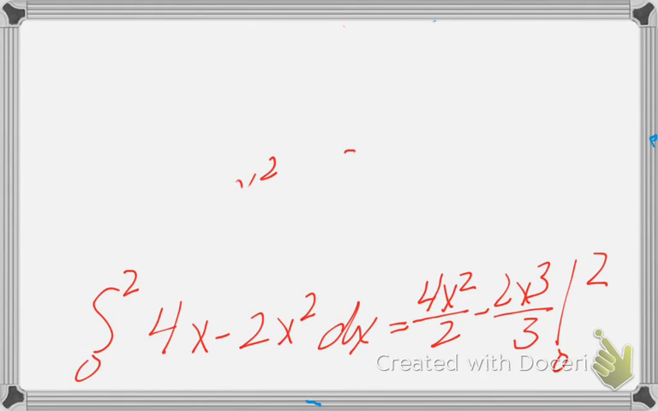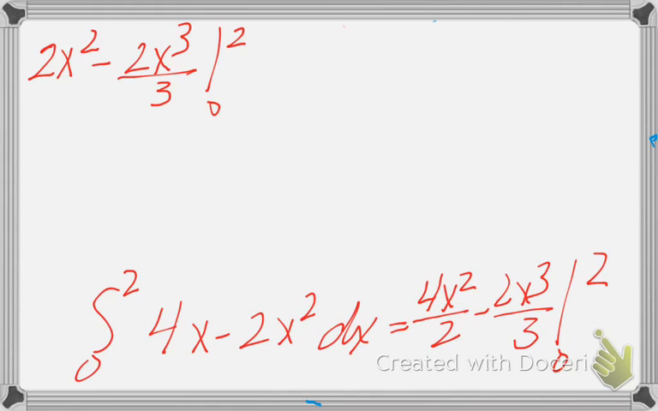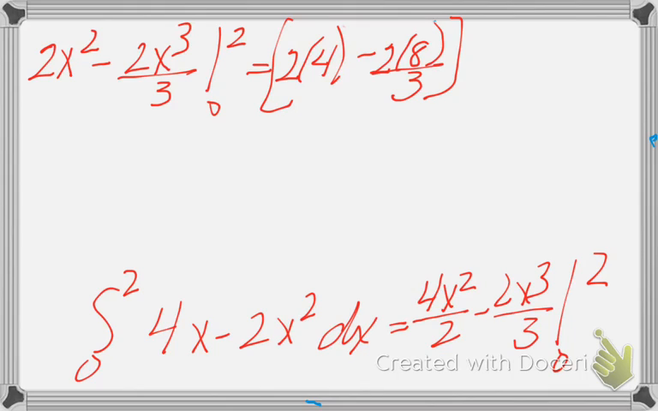Now, of course, if you have a calculator, you're doing this all on the calculator. Okay, so let's simplify first because 2 goes into 4. First we're going to put 2 in there. So we're going to get 2 times 4 minus 2 times 8 over 3. This is what happens when we put in the 2. Now we have to subtract whatever happens when we put 0 in there, but you can see that that will all just get knocked out. So we just get 8 minus 16 over 3.